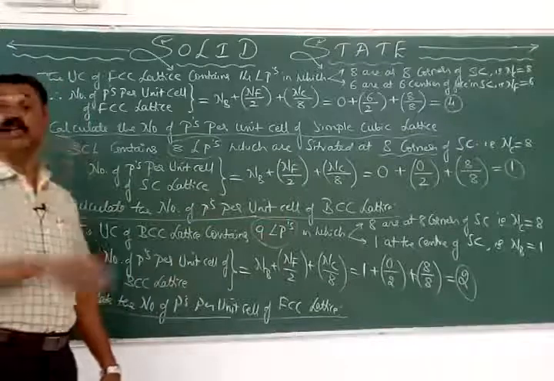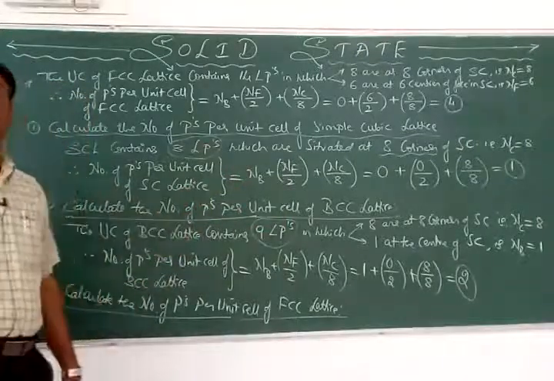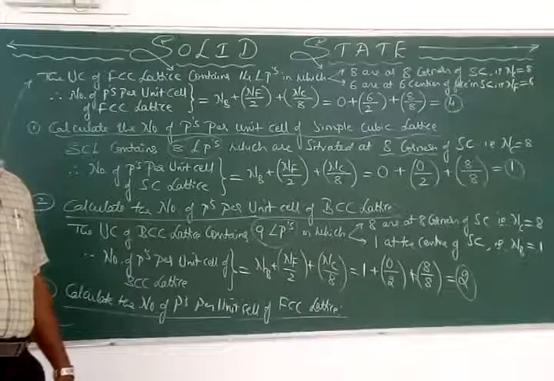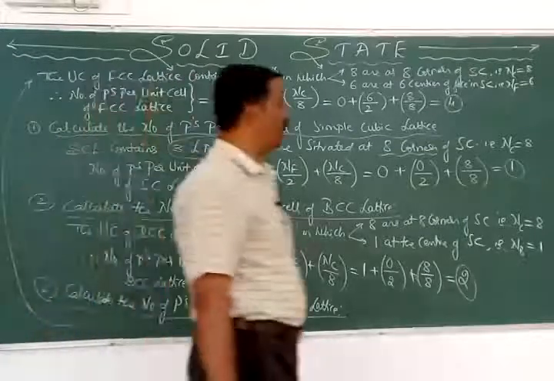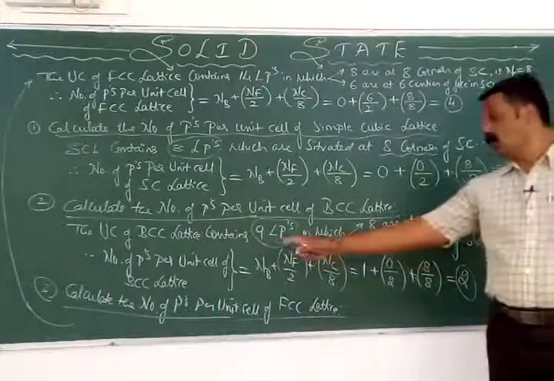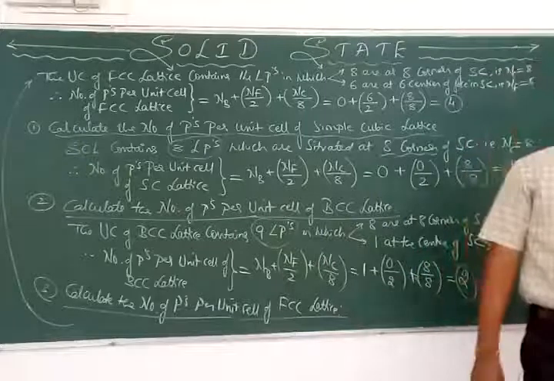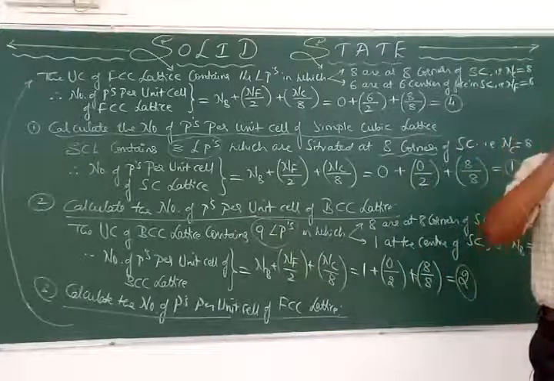What is 2 here? It is the number of particles present per unit cell of what type of lattice? The body centered cubic lattice. Let's have the last one. How to calculate the number of particles present per unit cell of what lattice here? FCC. What is FCC here? The face centered cubic lattice.